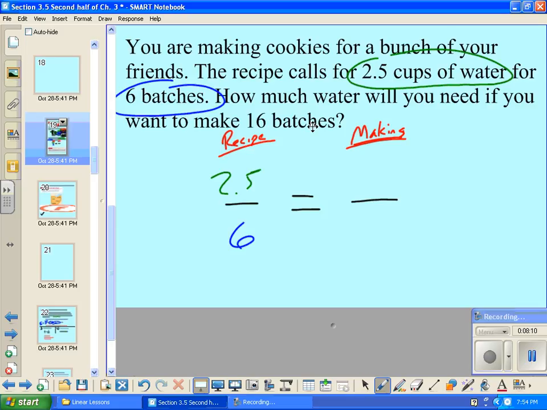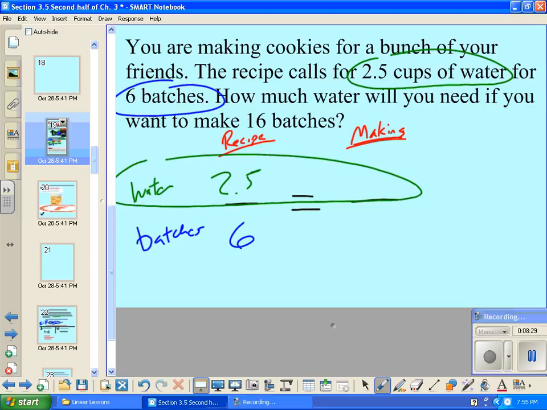So again, what I've decided to do is put water on the top of one ratio, and I've decided to put batches on the bottom. So when I arrange the ratio for what I'm currently making, I have to make sure I do that same thing on the other side here. Water on the top and batches on the bottom. As long as I do that, I should be okay.